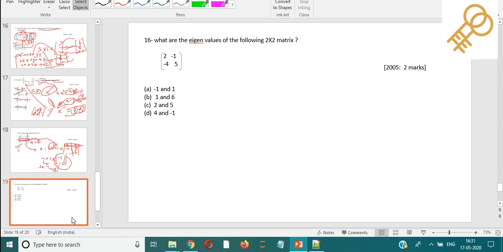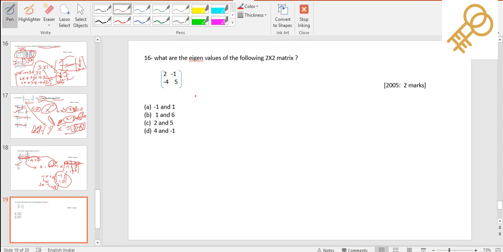Moving towards the next question, it was asked in 2005 for 2 marks, and it is a very simple and easy question, because they have given a 2 cross 2 matrix and they are asking for the eigenvalues, right? As I have told you how to find the eigenvalue of the given matrix, first you need to find the eigenvalue. After that you have to find the eigenvector, but here they have asked only about the eigenvalue.